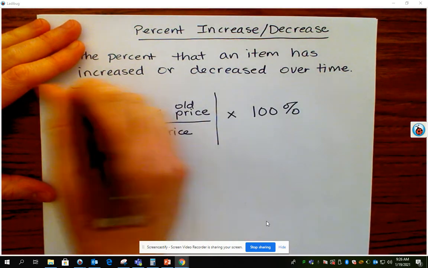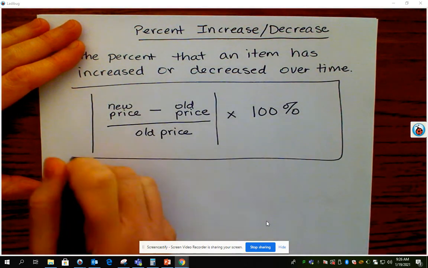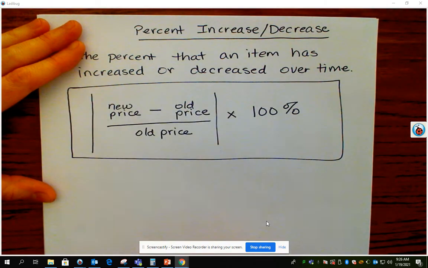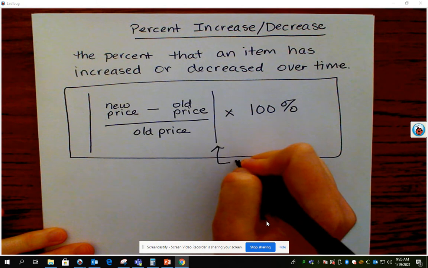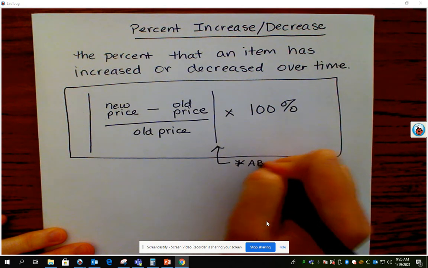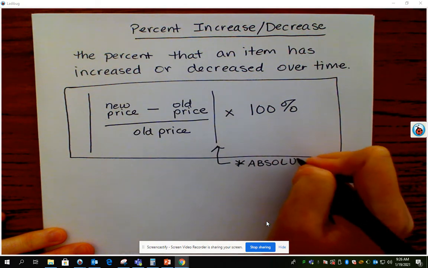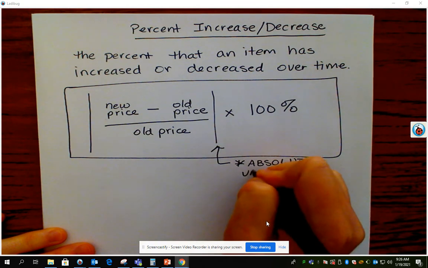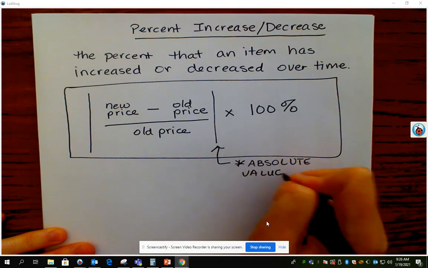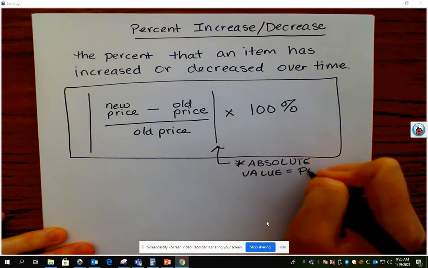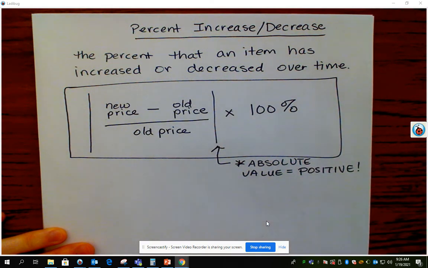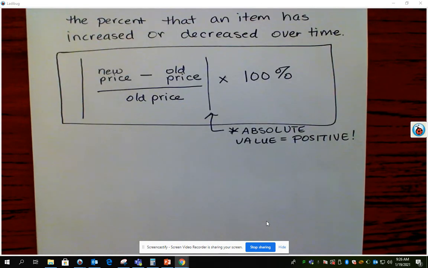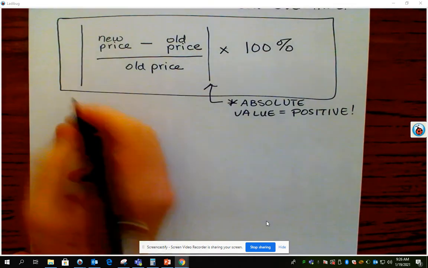So this is the formula we're going to be doing. And once you get the hang of it, it's not too hard. Just make yourself a note. This is absolute value. And remember that equals a positive number. Whatever's inside is going to be positive. All right, so let's look at an example of how we can use this.